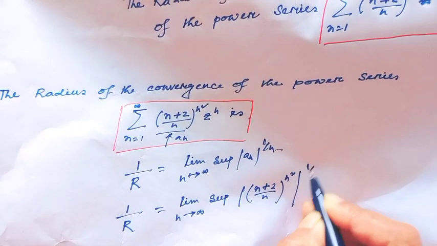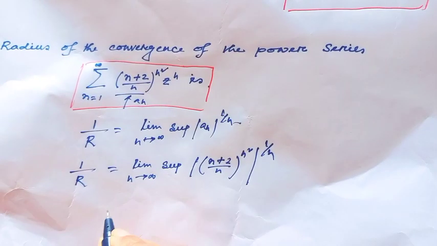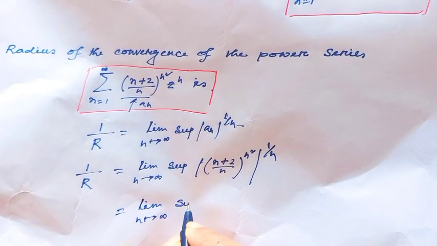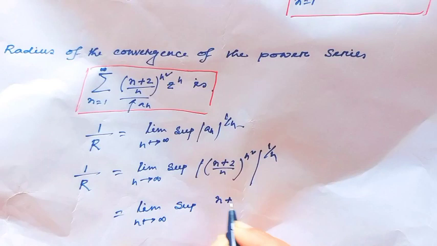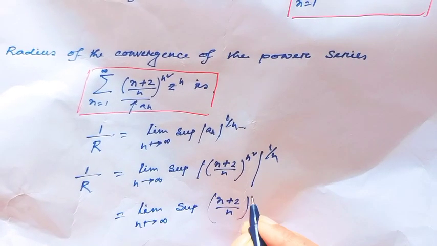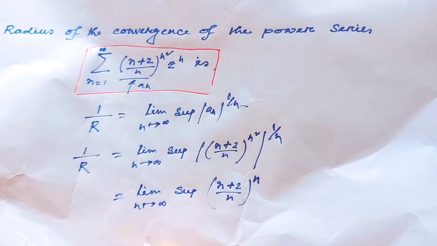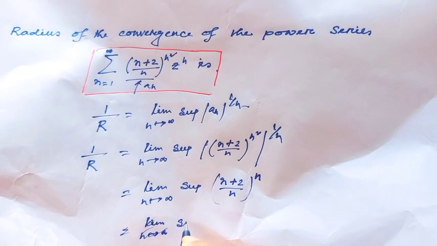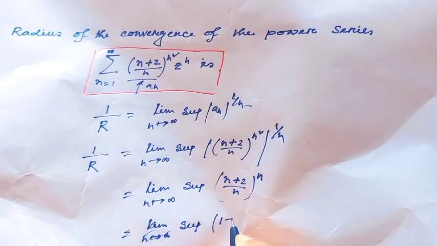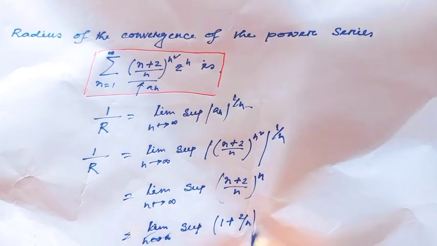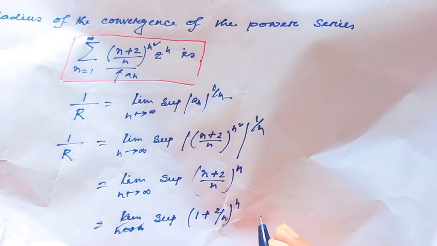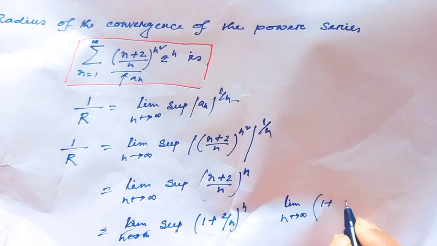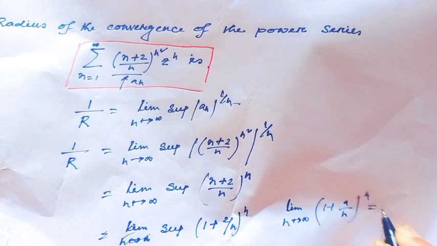Here to the power 1 over n. Therefore, this value is limit n tends to infinity supremum of (n plus 2 over n) to the power n. And notice, limit n tends to infinity supremum of (1 plus 2 over n) to the power n. This limit we all know: limit n tends to infinity (1 plus a over n) to the power n is e to the power a.